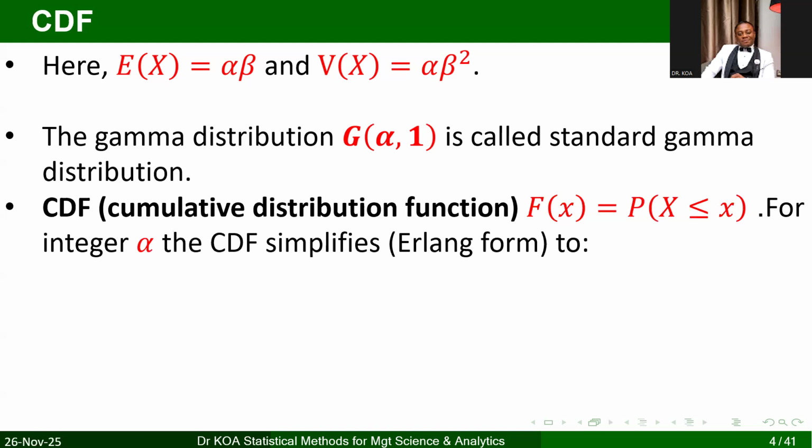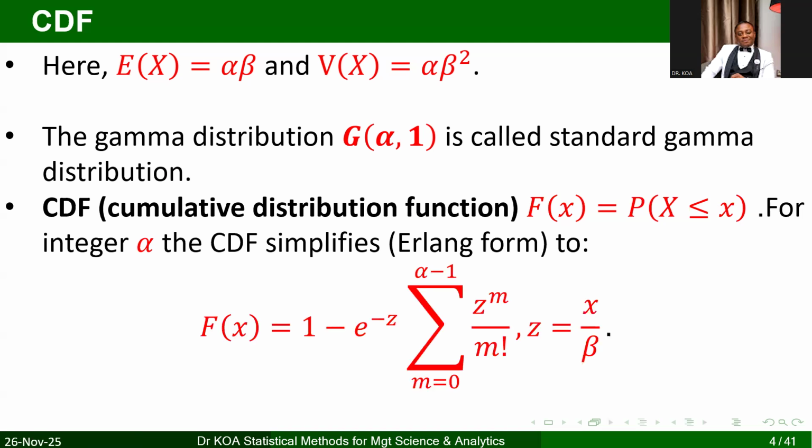Now, if the alpha is an integer, then this cumulative distribution function will use something known as the Erlang form. The Erlang form. Now, what is that Erlang form? The Erlang form is written as this. This is what we are going to use to represent not a probability distribution function, but a cumulative distribution function. Take note. For some of the terms you will know. For example, what is the E? Exponential. Yes, the exponent of the natural log.